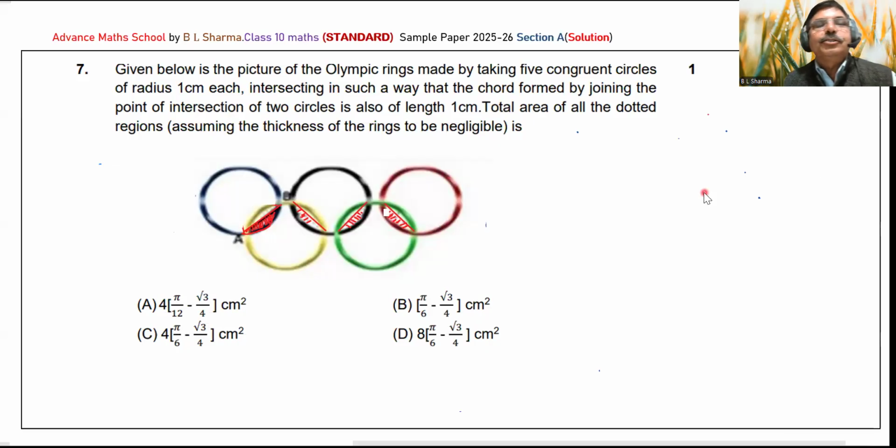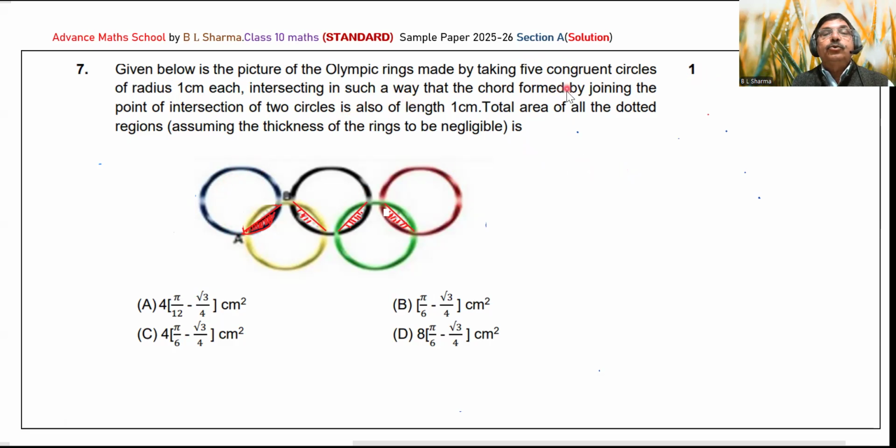Very interesting question. Given below is the picture of Olympic rings made by taking 5 congruent circles of radius 1 centimeter. देखिए, ये जो circles है उनका सबका radius 1 centimeter है, and here are five congruent rings. Congruent circles are the circles having the same radii. वो circles जिनका radius equal होता है उनको हम congruent circles कहते हैं. लेकिन कितने circles हैं? 5 circles हैं.